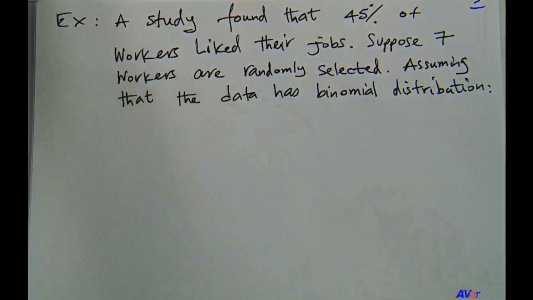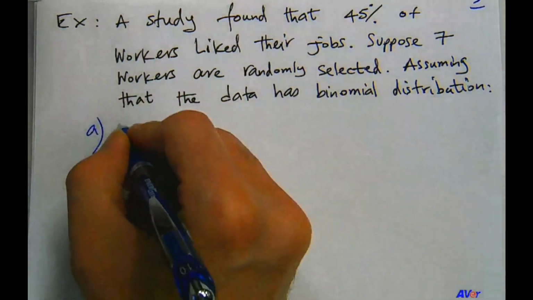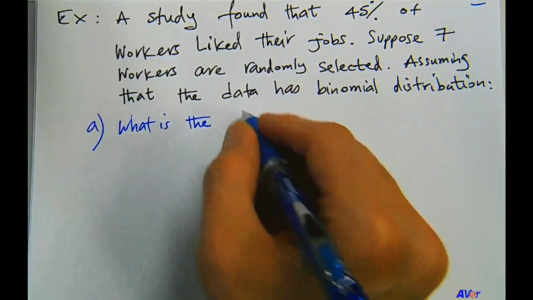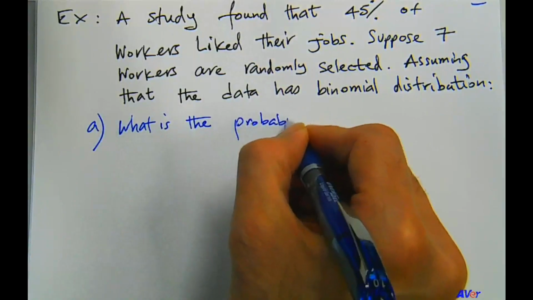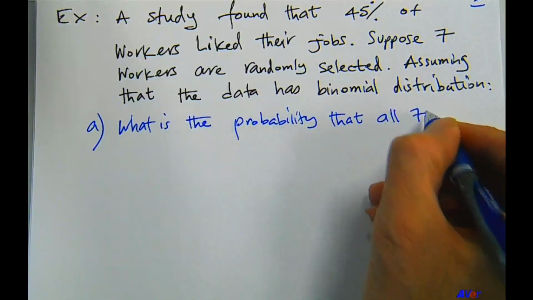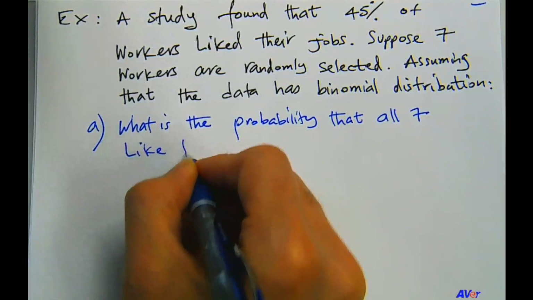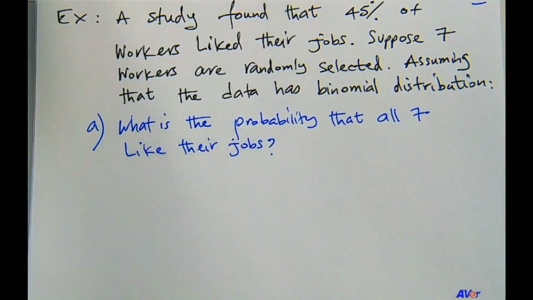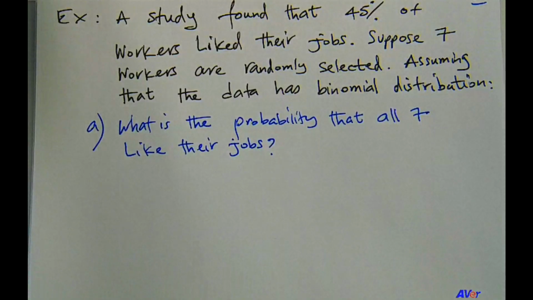So suppose that we have a study that has found that 45% of workers like their jobs. Suppose 7 workers are randomly selected, assuming that the data has binomial distribution. Here's the first question, part A. What is the probability that all 7 like their jobs?